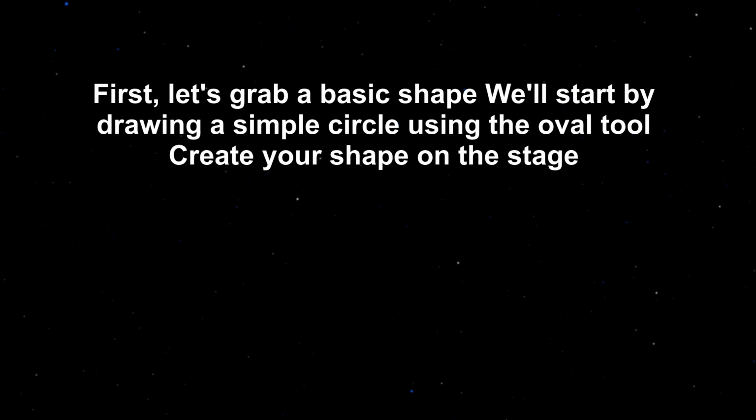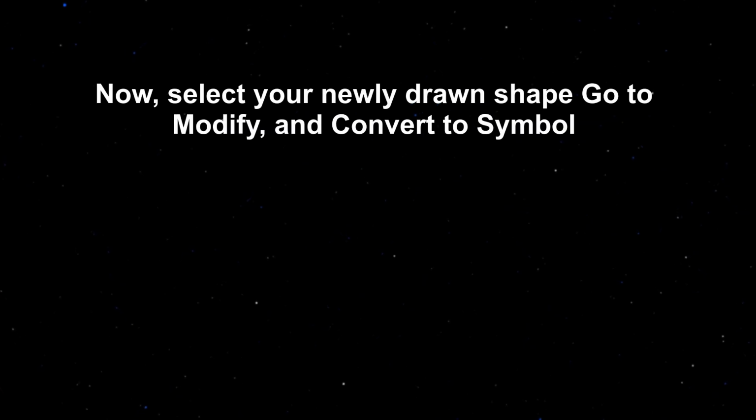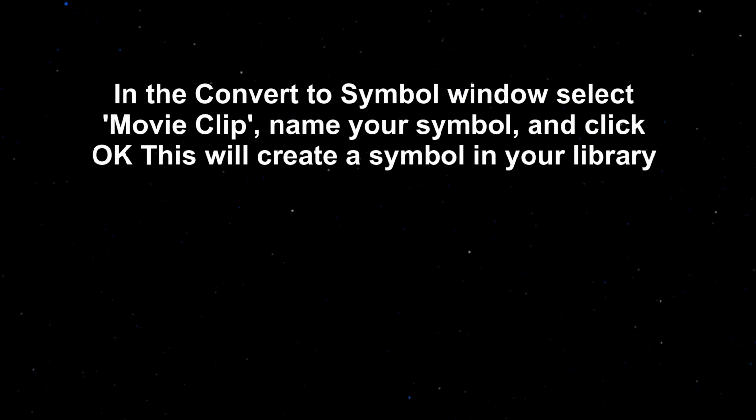First, let's grab a basic shape. We'll start by drawing a simple circle. Using the oval tool, create your shape on the stage. Now, select your newly drawn shape, go to Modify, and Convert to Symbol. In the Convert to Symbol window, select Movie Clip, name your symbol, and click OK. This will create a symbol in your library.